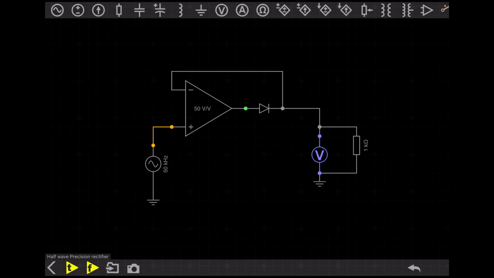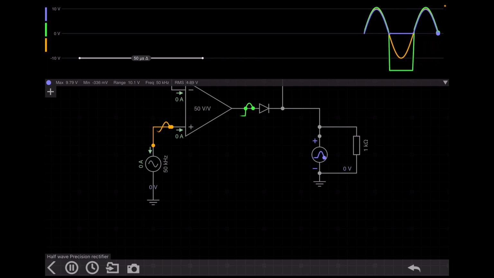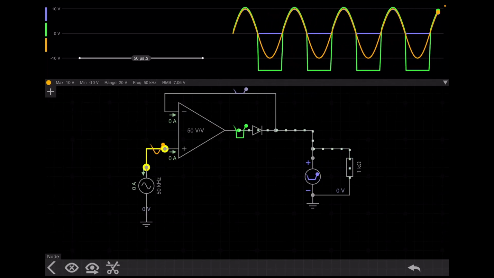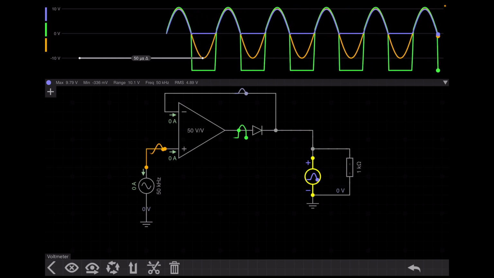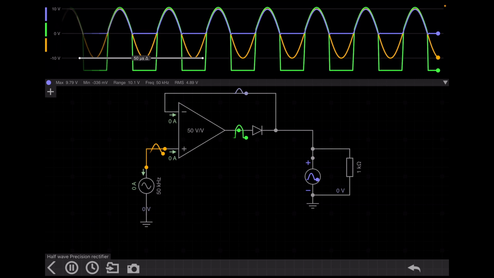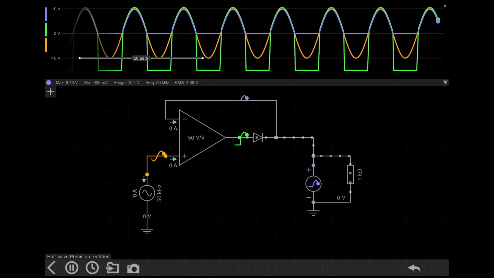At this instant, I didn't connect the capacitor. I just connected a normal resistance, just to show you what the output voltage will be. Here you can see there are three voltages. One voltage is this one, another is this one, and another is the output. The blue one is the output voltage, the green one is the voltage at the node just before the diode, and the orange one is the input voltage.